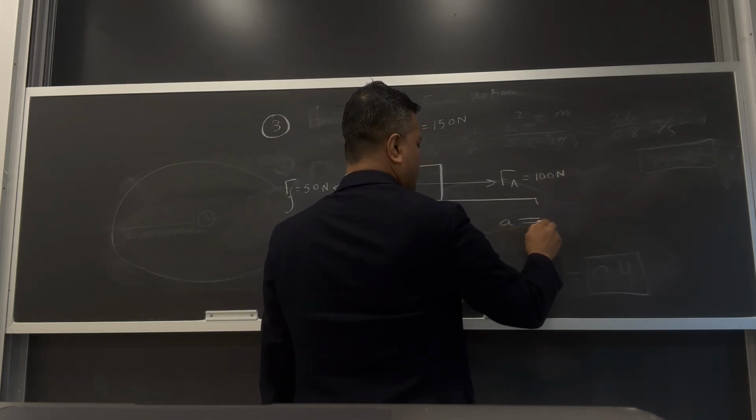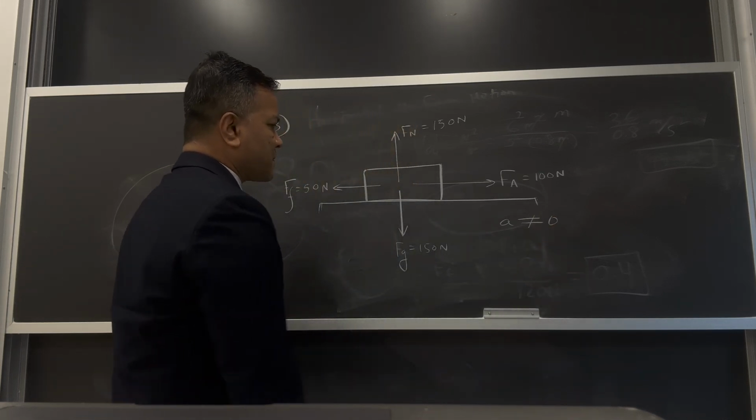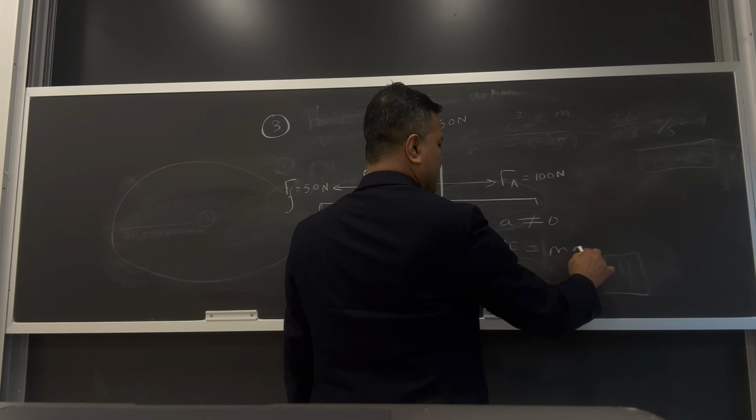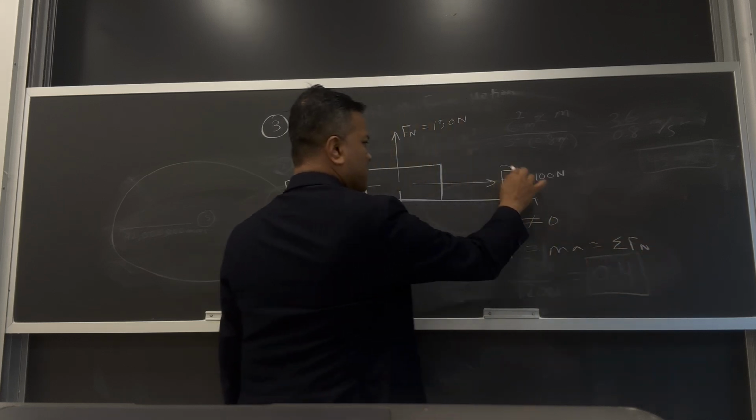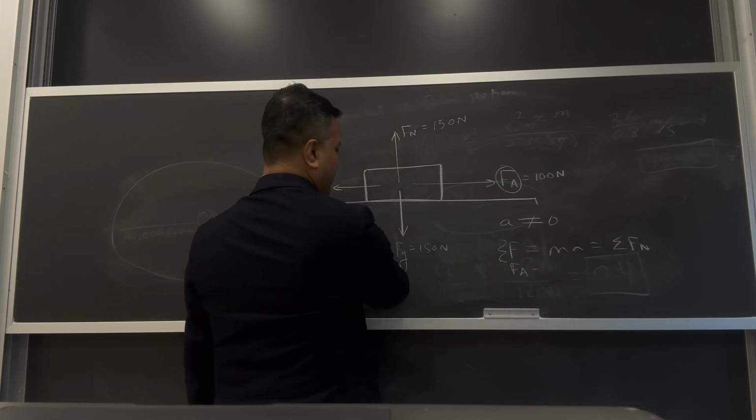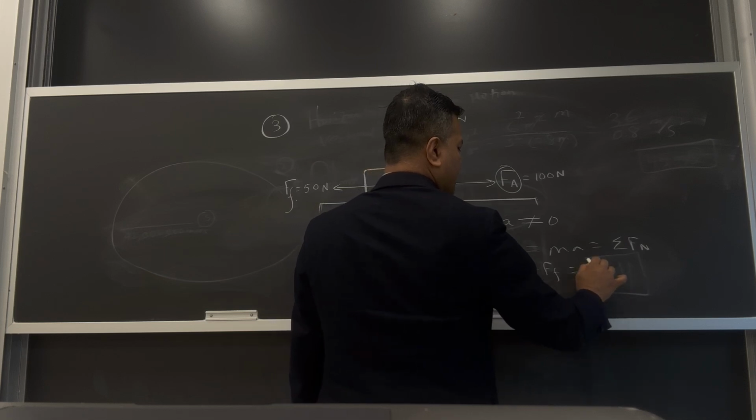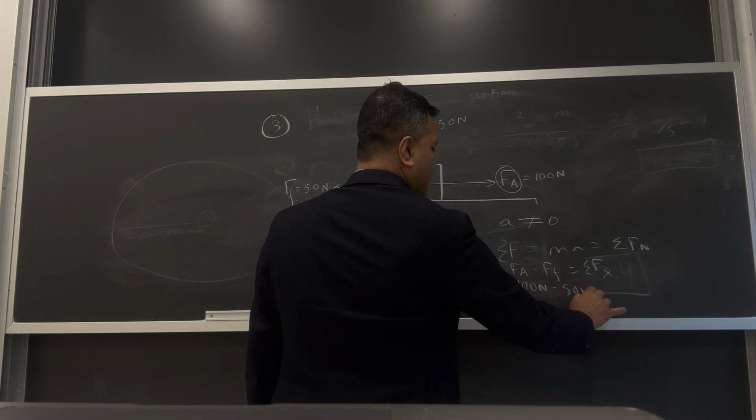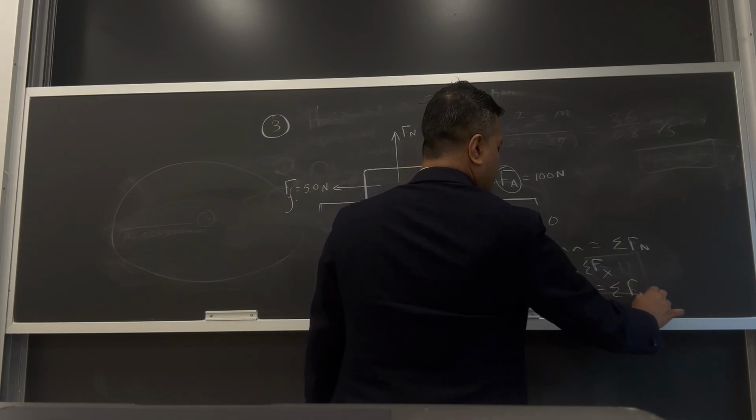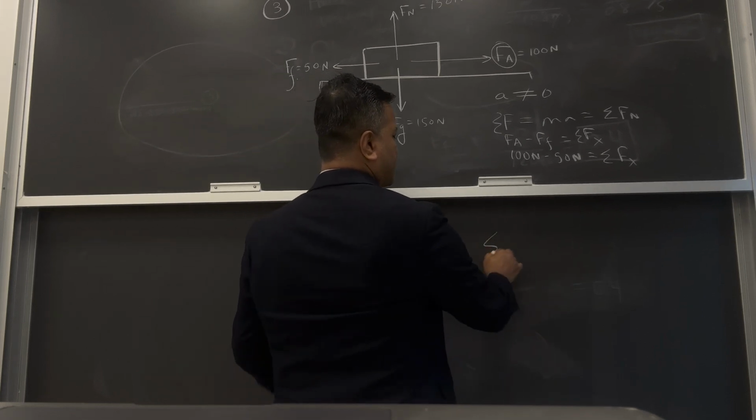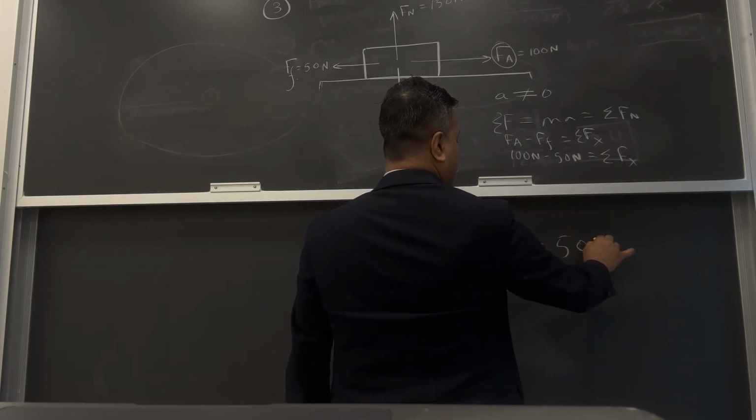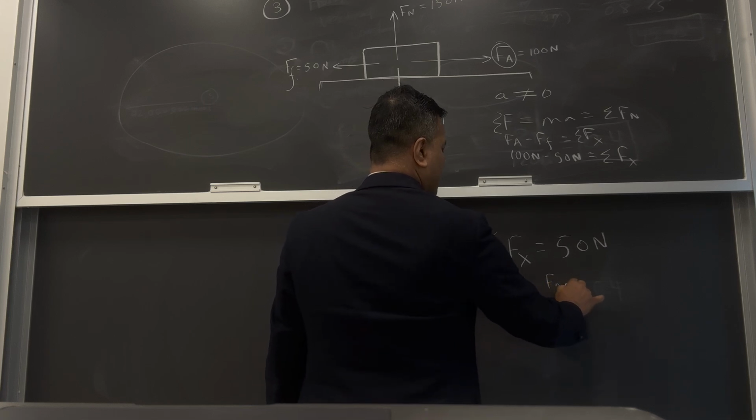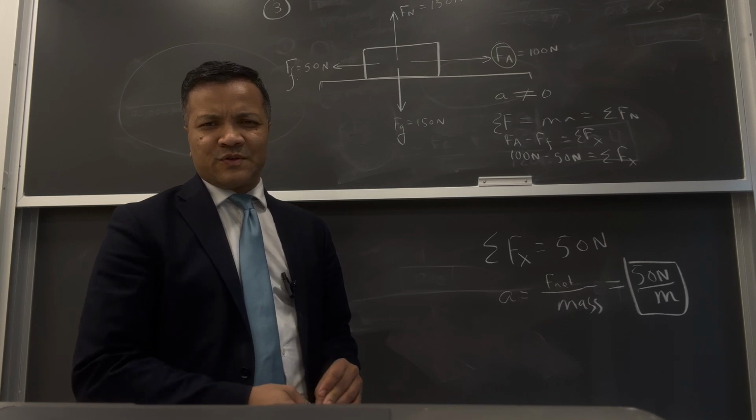Why is that? Because acceleration is not zero. Why is the acceleration not zero? Because there is a net force to the right. How much net force to the right? Net force is equal to ma. So Fa minus Ff is equal to net force to the right in the x direction. So 100 Newton minus 50 Newton is equal to net force to the right. As you see, net force to the right is 50 Newton. So the box is accelerating to the right. How much? Acceleration is net force over mass. This is an example of Newton's second law.